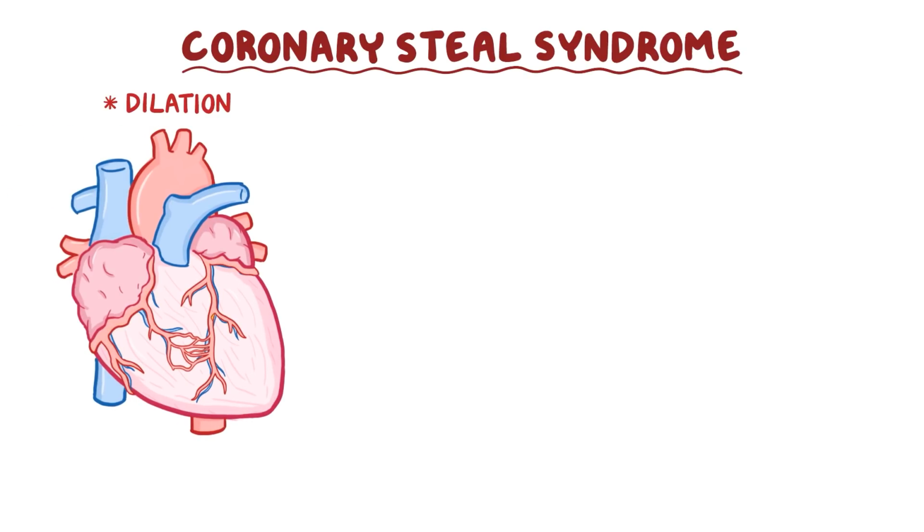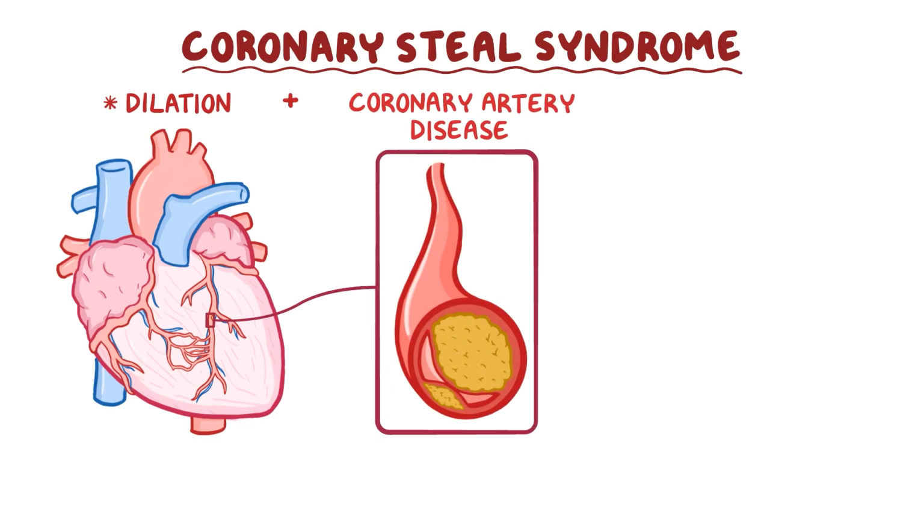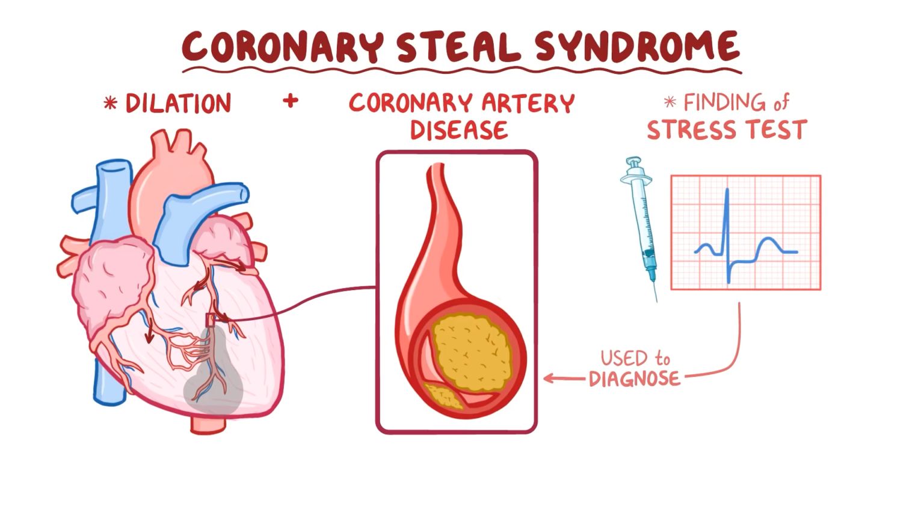Coronary steal syndrome is a condition that occurs due to dilation of coronary arteries in the presence of coronary artery disease, which is when there's a partial or complete blockage in the lumen of another coronary artery. The result is a redirection of blood flow from heart muscle supplied by the blocked artery to other regions of the heart. Coronary steal syndrome is a finding observed during a pharmacological cardiac stress test, which is used to diagnose coronary artery disease.